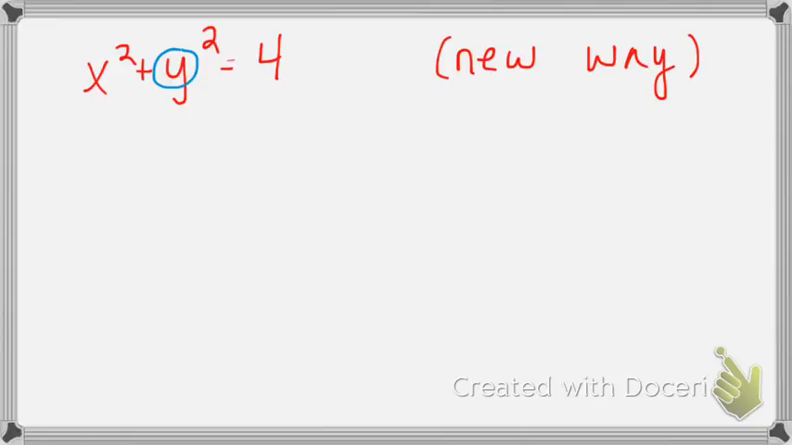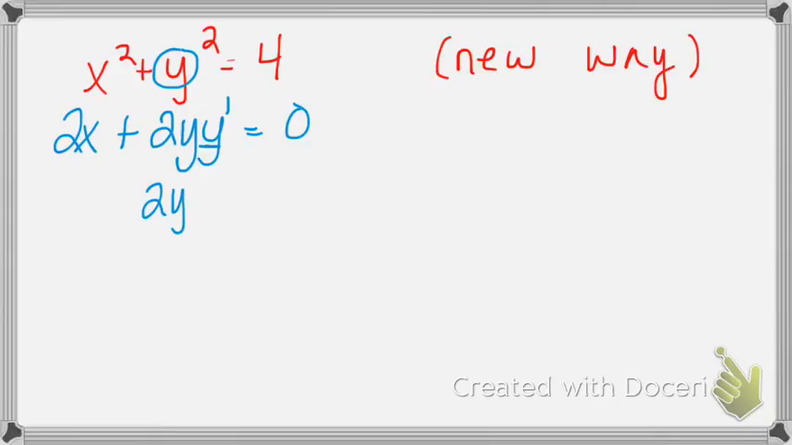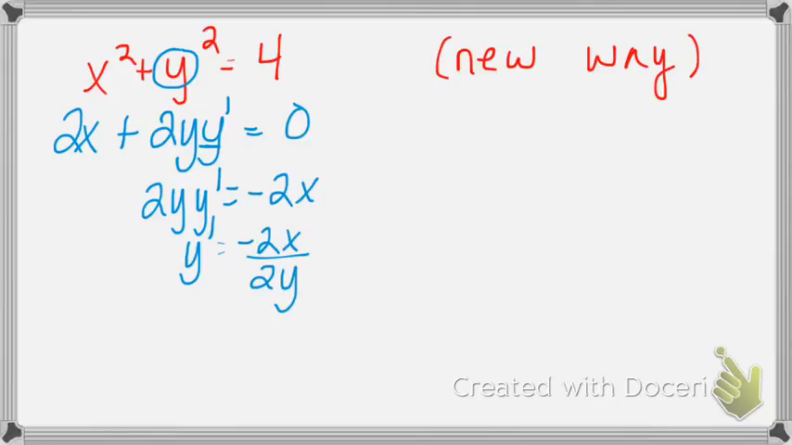So the derivative of x squared is 2x. The derivative of y squared is 2y, but I have to take the derivative of whatever y represents, so I have to put a y prime with the y. And then equals 0. We're trying to find the derivative of y, so I'm going to solve for y prime. I'm going to subtract 2x, divide by 2y, and I get negative x over y. And this is okay for the derivative.